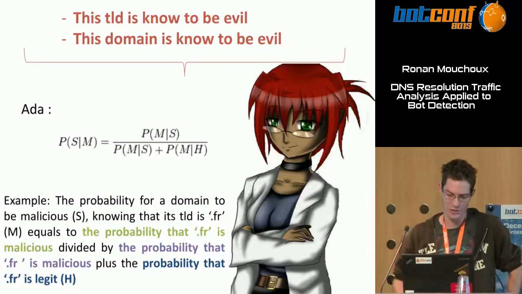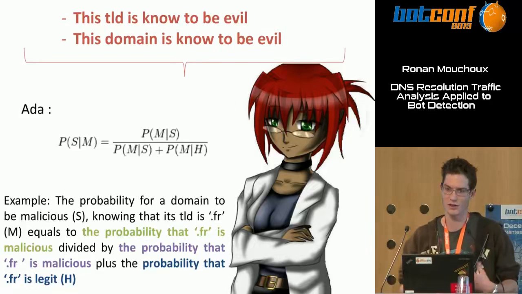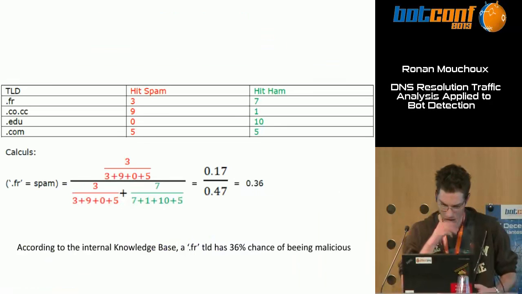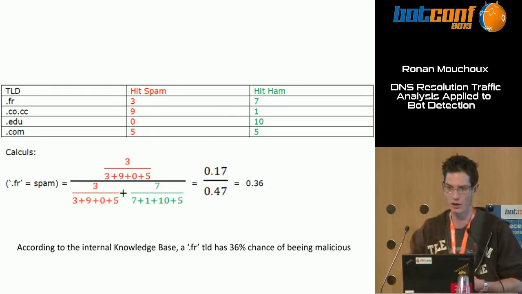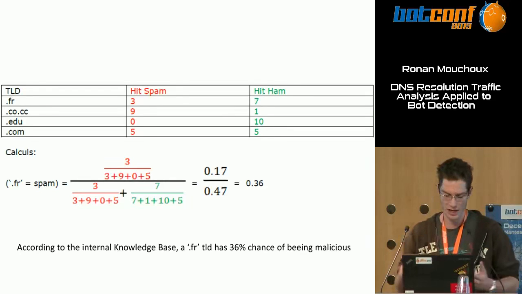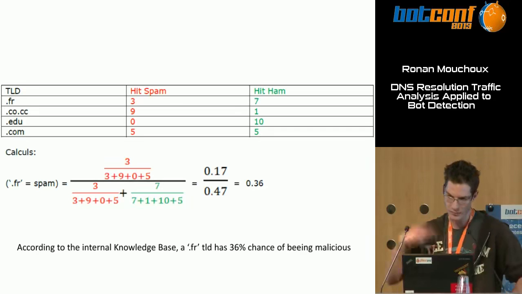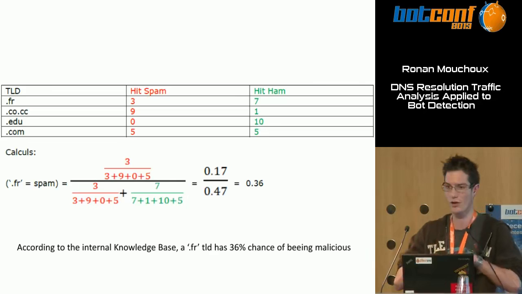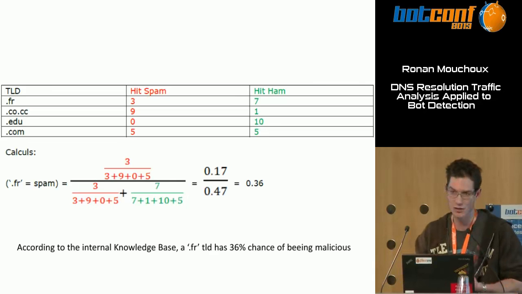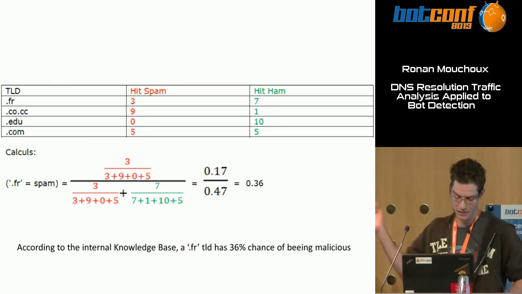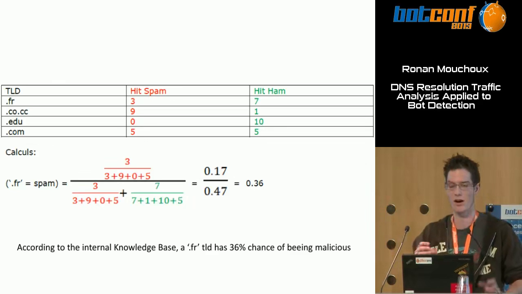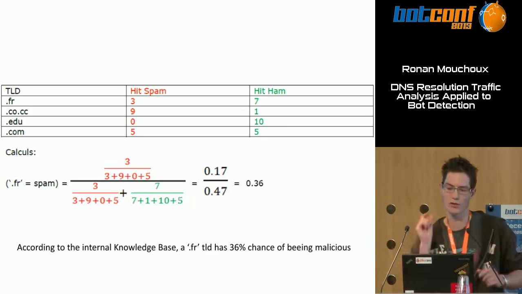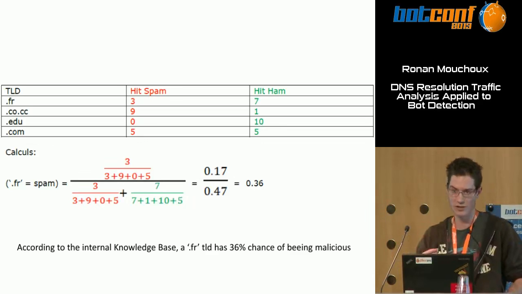ADA is based on a Bayesian filter. It's sometimes used in anti-spam filters. You have to construct a knowledge database. Then you split your FQDN into TLD, domains, subdomains. And regarding the indicators you want to assess, you do the math, and it gives you, without regard to the context, a statistical reference. So with this database, you see that if you have an FQDN with a .fr TLD, there is about 30% chance that it's malicious.